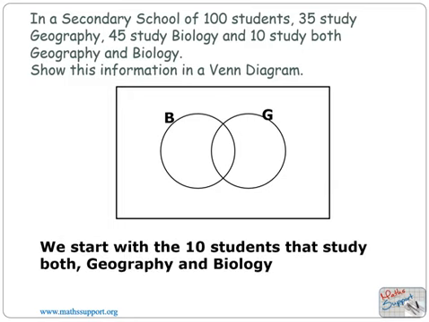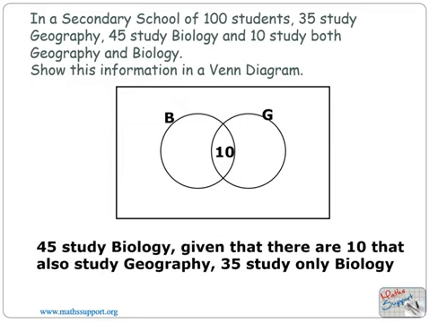We start with the 10 students that study both geography and biology. We set them in the intersection because these are studying both. So we say that 45 study biology, given that there are 10 that also study geography. So then 35 study only biology.